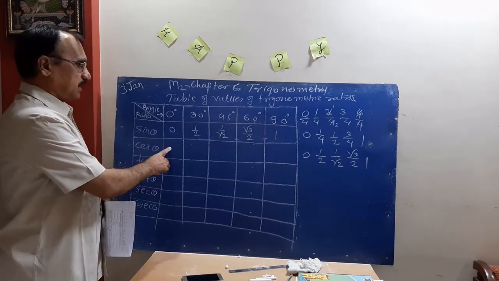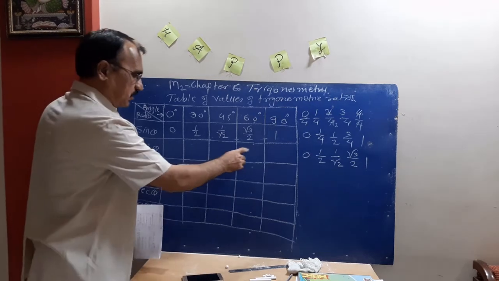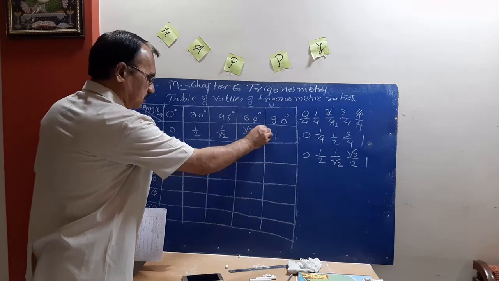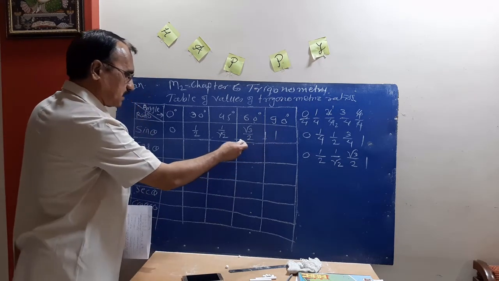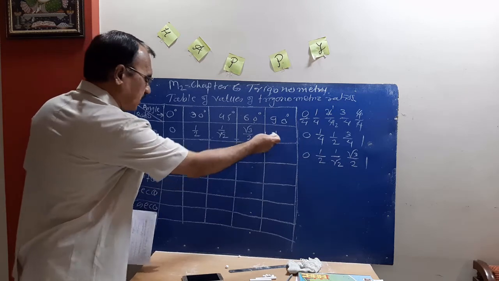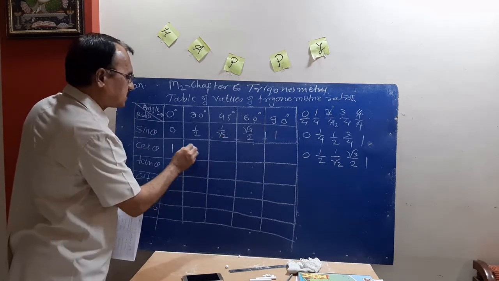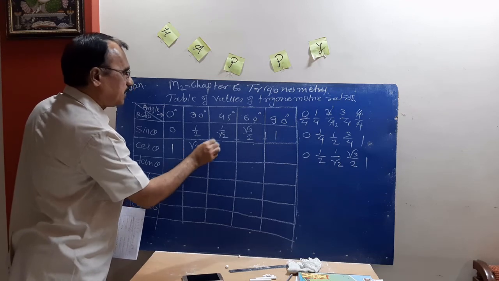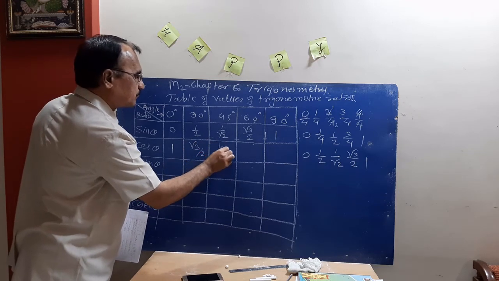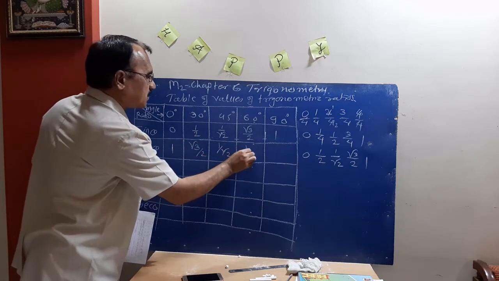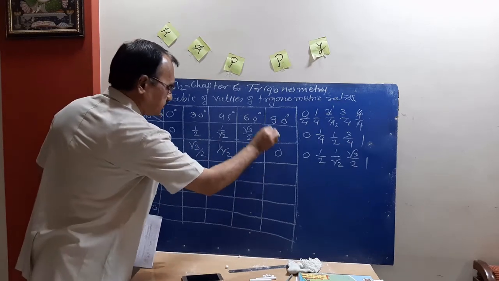Now cos theta. For these 5 values, write all these numbers in the opposite direction. Write 1 first. Then this number, root 3 by 2. Same. Then 1/2 is here and 0 goes there.